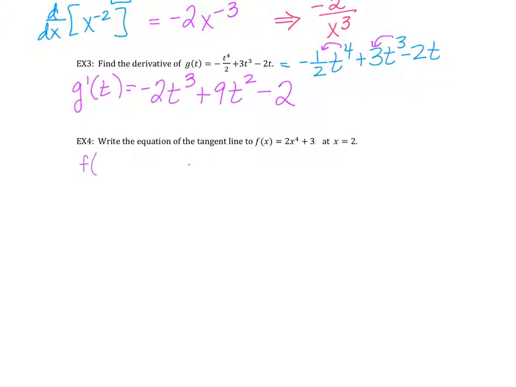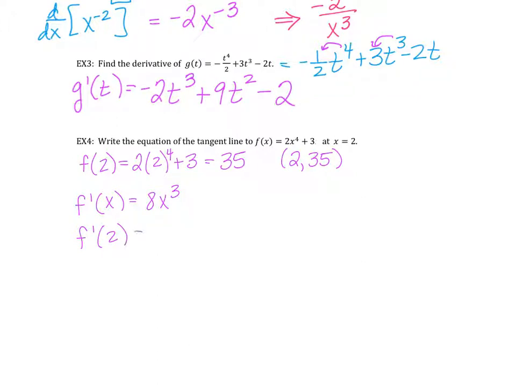So f of 2 is going to be 2 plus 3, so that gives me 35. So our point is (2, 35). Now for the derivative at 2, instead of having to use the limit definition, I will just find f prime of x, which is 8x cubed. Then f prime of 2, I can plug that in very easily and get 64, and I'm ready to go.